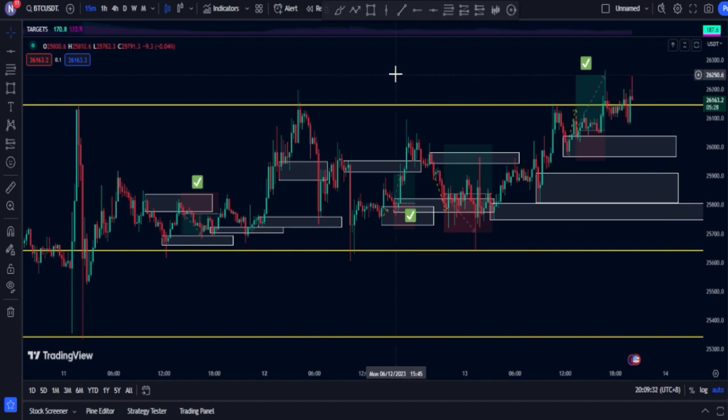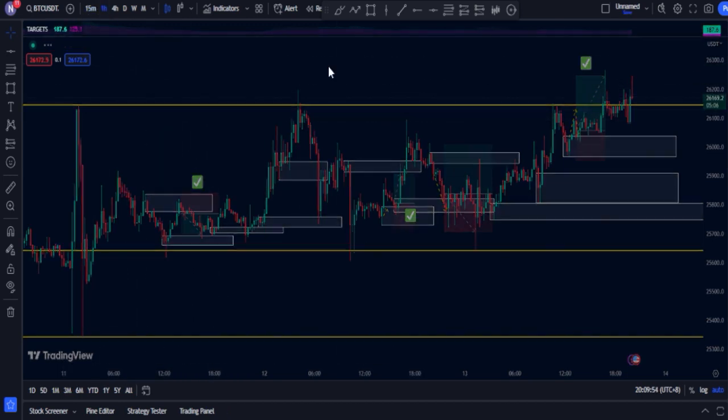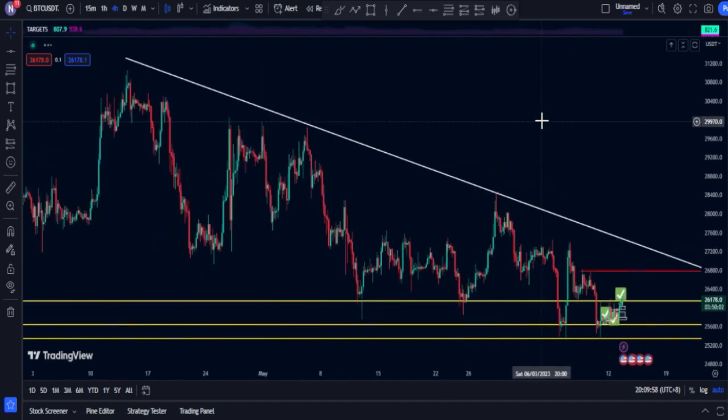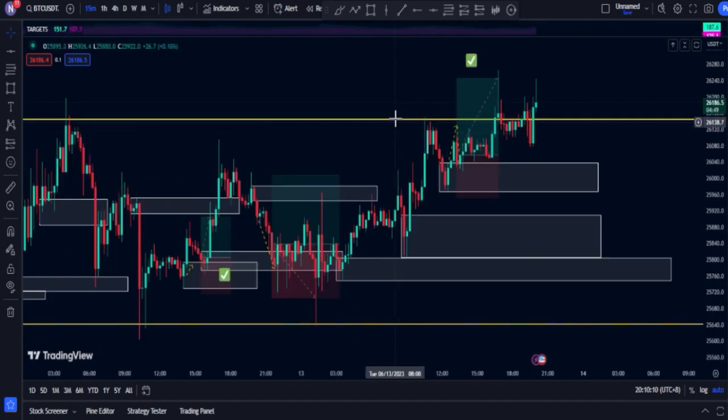Hey guys, welcome back. So today I'm going to show you how you can perfectly draw your supply and demand zones and use this trading strategy to buy and sell crypto and win most of the markets. We are going to be using the 15 minutes as our main time frame here, but we will have to also plot all the support and resistance from the higher time frame so we can basically have an idea of what's currently happening in the market, just to make sure that we don't miss out on certain levels.